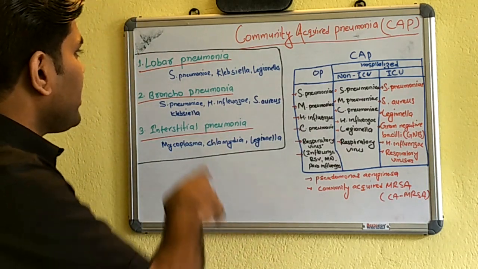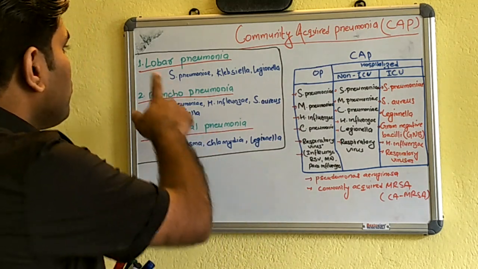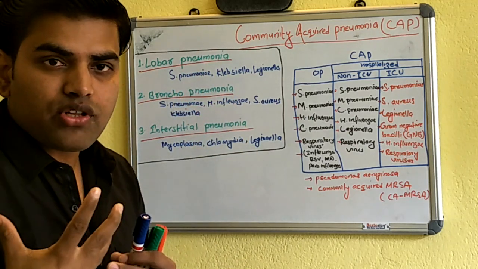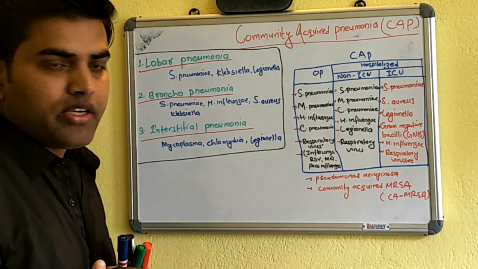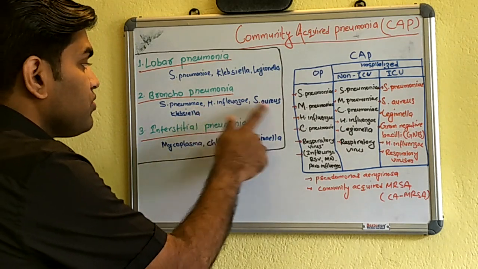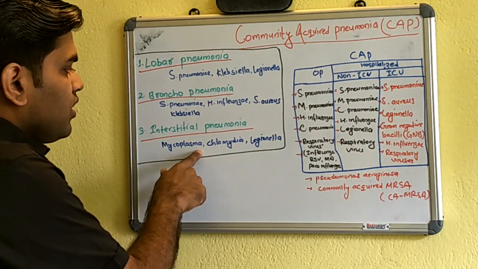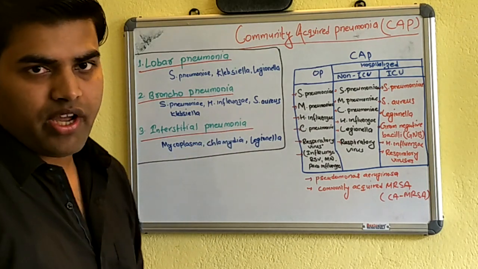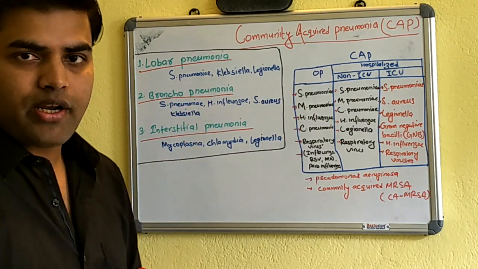It is classified as lobar pneumonia, bronchopneumonia and interstitial pneumonia. According to the causative organism, lobar pneumonia is caused by Streptococcus pneumoniae, Klebsiella and Legionella. Then there is bronchopneumonia, with patchy consolidation, and the organisms again responsible are Streptococcus pneumoniae, Haemophilus influenzae, Staph aureus and Klebsiella. In interstitial pneumonia, they are the atypical organisms: Mycoplasma pneumoniae, Chlamydia pneumoniae and Legionella pneumophila. These are the organisms that can be responsible for community acquired pneumonia.